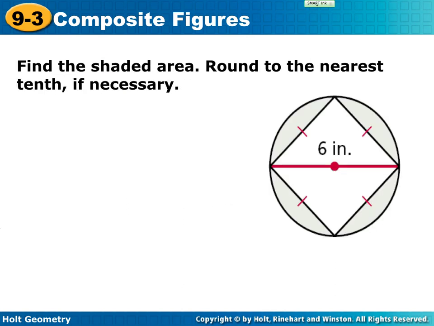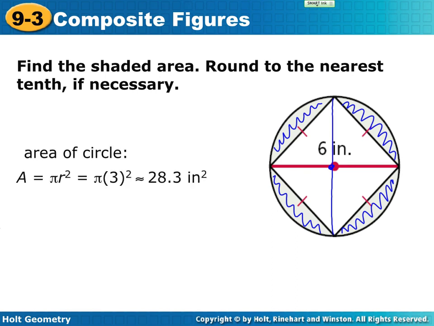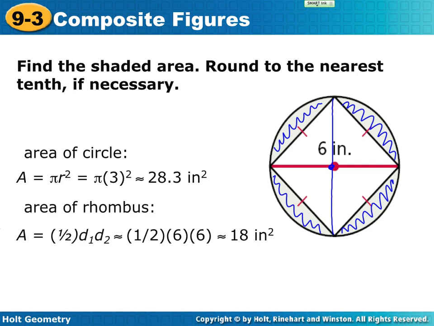All right, next shaded region. This one's kind of hard to see. The shaded is this part on each of them. Sounds like they got it. Area of the circle was 9 pi, and the area of the rhombus was 18. So you subtract.